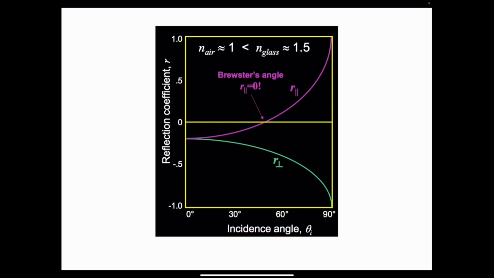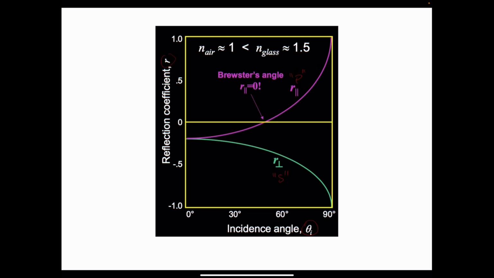So this plot shows the fraction of light reflected at this glass surface as a function of the angle of incidence. So we're looking at R as a function of theta I. And this shows for both R parallel, or the reflected light that is P-polarized, parallel to the surface, as well as the reflected light that is perpendicular, or S-polarized.